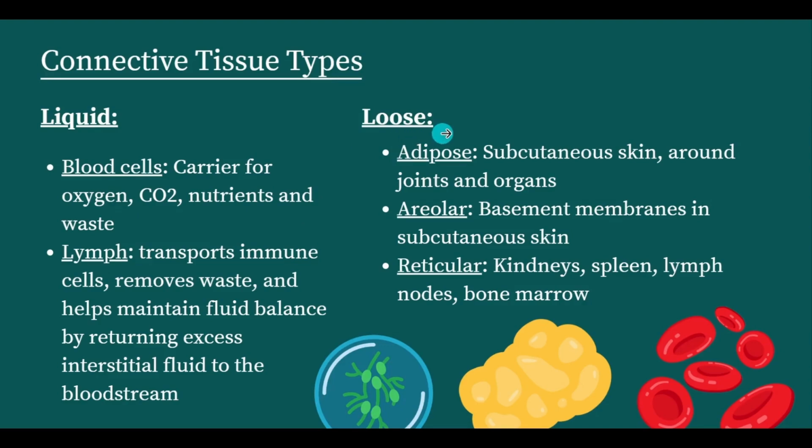Loose connective tissue, we've got the adipose tissue, which I was talking about. We have the areolar, which is the basement membrane. That's right. Basement membrane in subcutaneous skin. So the connective tissue that our epithelial tissue attaches to. That's why they call it the basement membrane. So reticular loose connective tissue is in the kidneys, in the spleen, in the lymph nodes, and in the bone marrow.